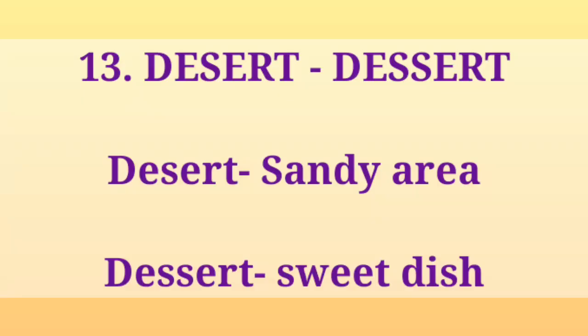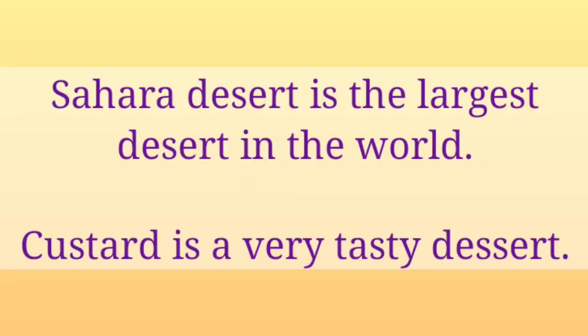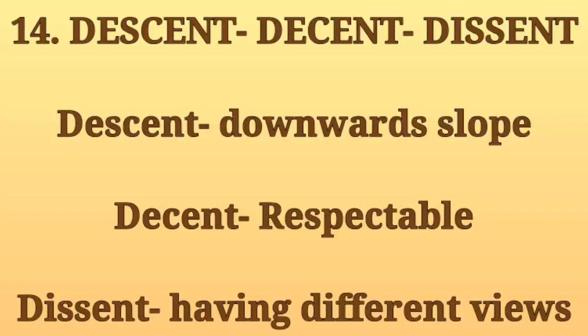Now next is desert and dessert. Focus. With double S, it is pronounced as dessert, and with single S, it is pronounced as desert. Now desert means sandy area and dessert means sweet dish. Now look at the sentences. Sahara Desert is the largest desert in the world. Next, custard is a very tasty dessert. Now here dessert means sweet dish.